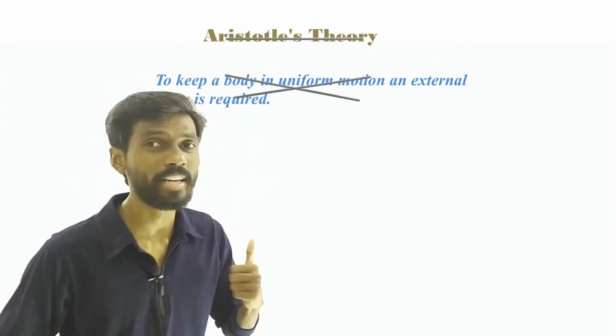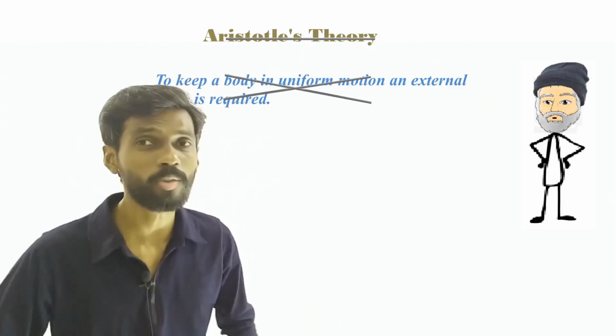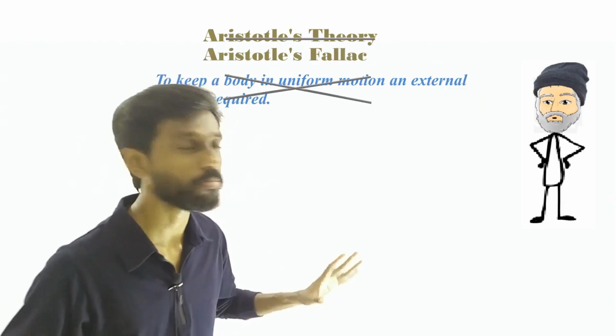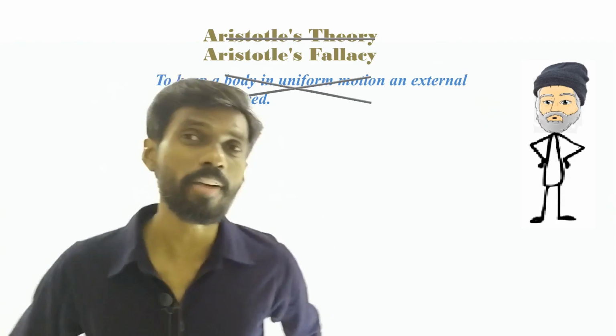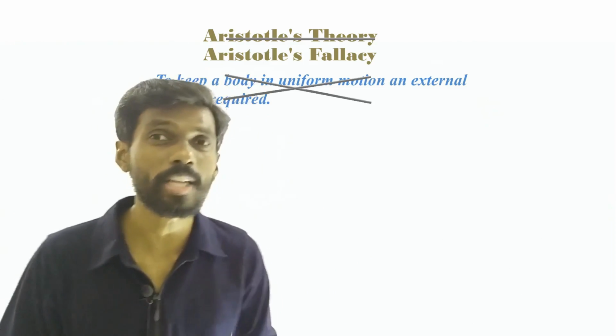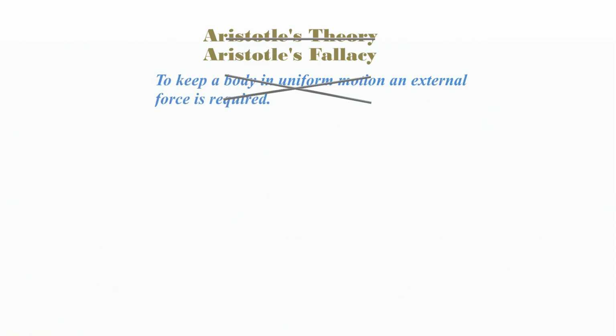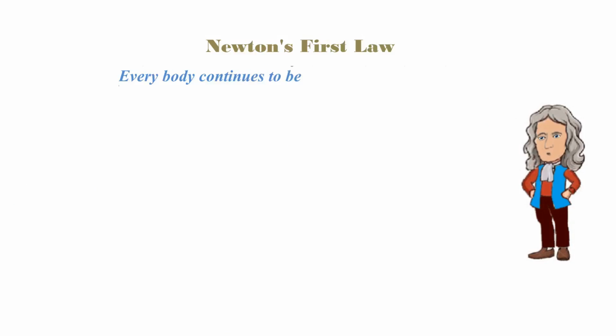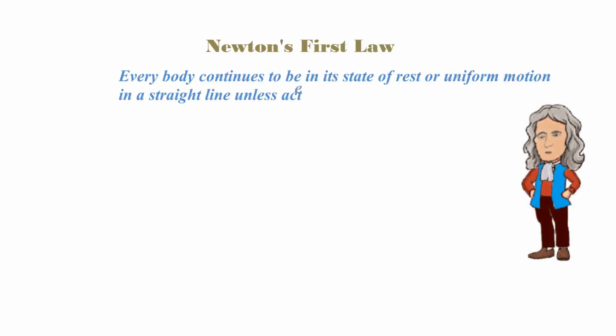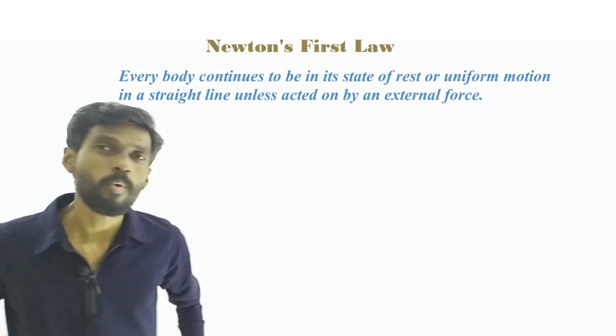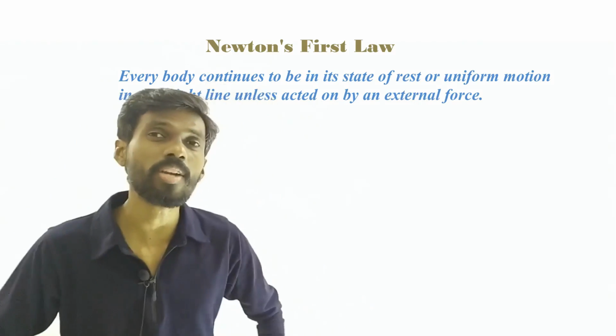So what was once regarded as Aristotle's theory is now termed as Aristotle's fallacy. But it was Newton who gave a proper shape to this idea, which is now known as Newton's first law. Every body continues to be in its state of rest or uniform motion in a straight line, unless acted on by an external force. More than a law, it can be taken as the definition of force itself.